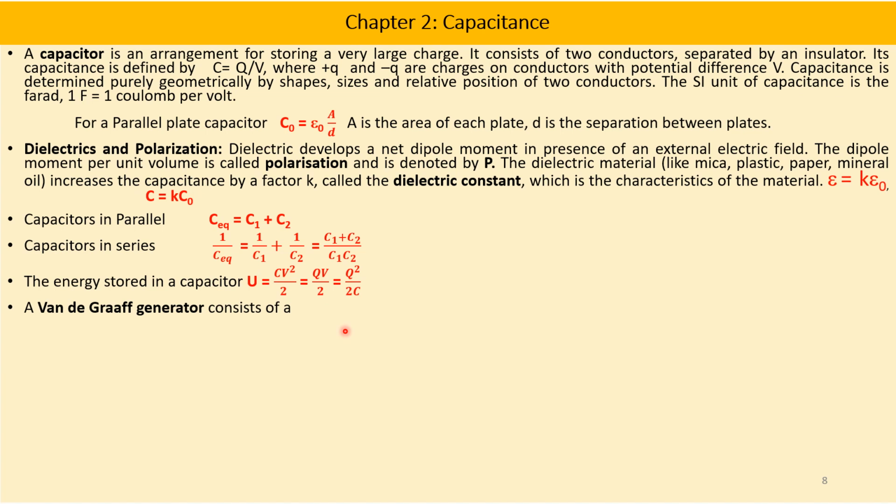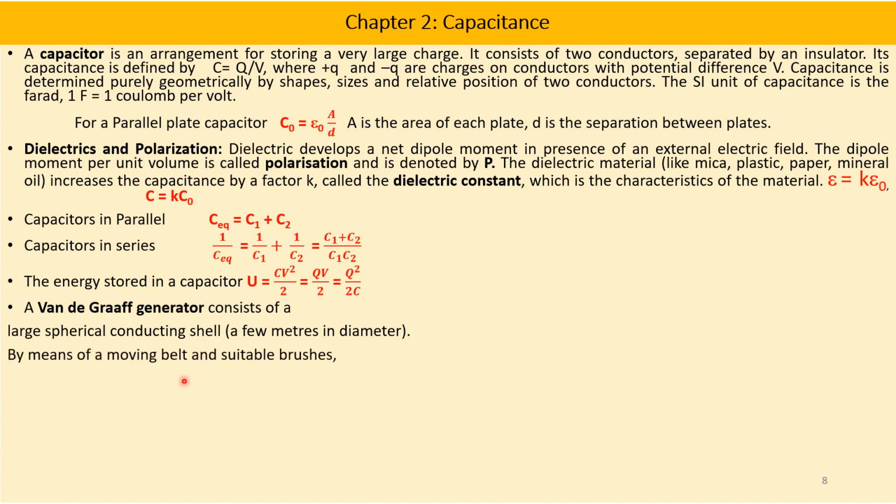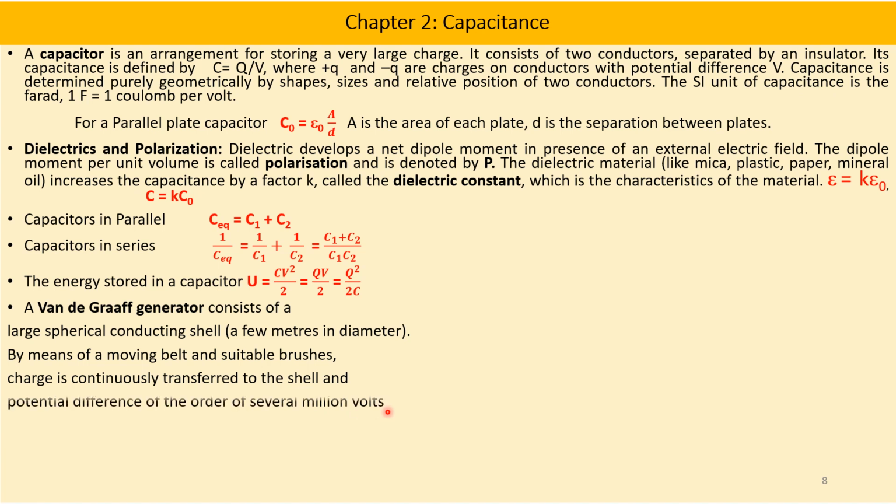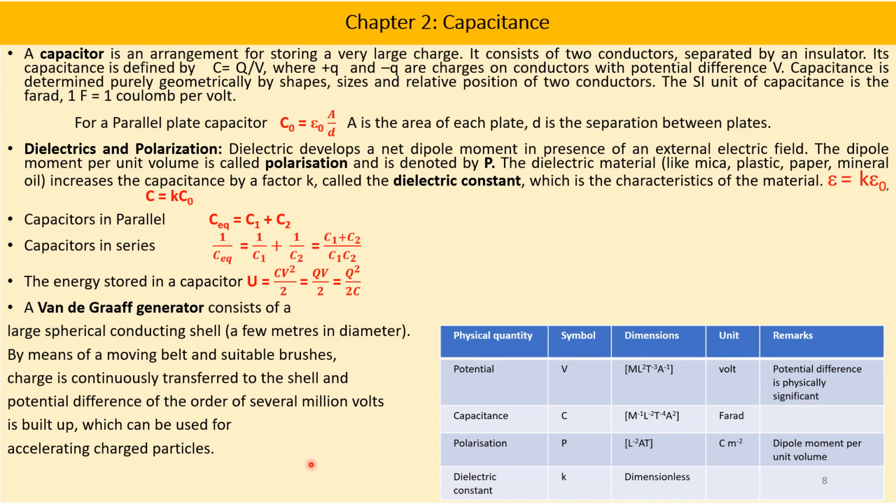A Van de Graaff generator consists of a large spherical conducting shell a few meters in diameter. By means of a moving belt and suitable brushes, the charge is continuously transferred to the shell, and a potential difference of the order of 7 million volts is built up, which can be used for accelerating charged particles. Hence, the Van de Graaff generator is an equipment to increase the charge and speed of the particles.